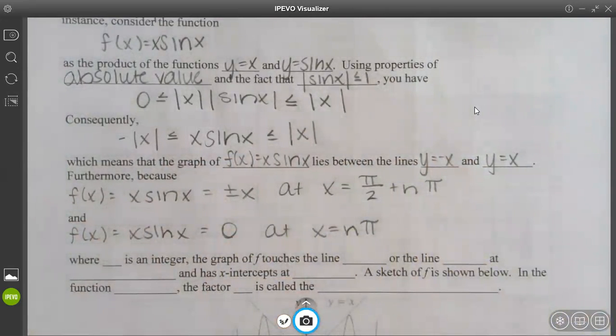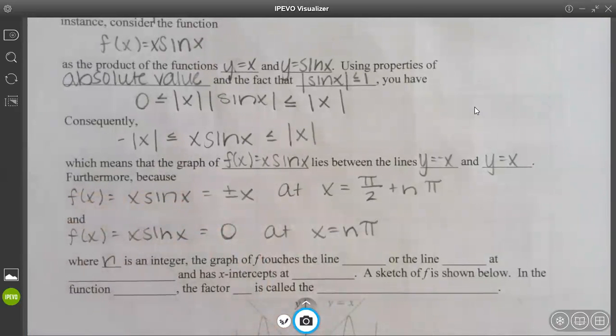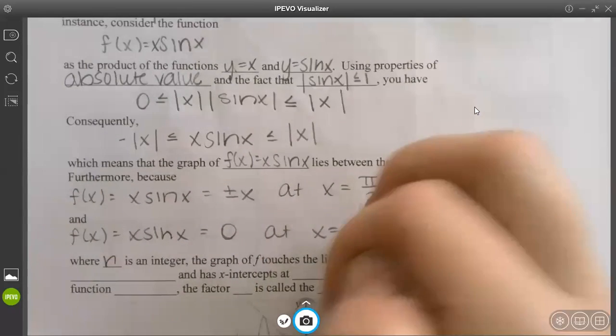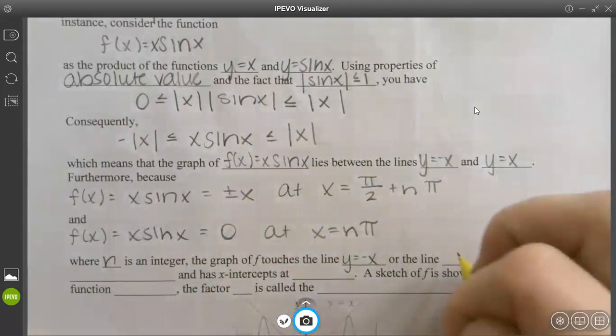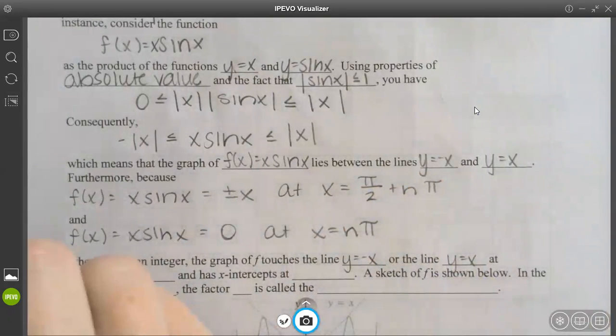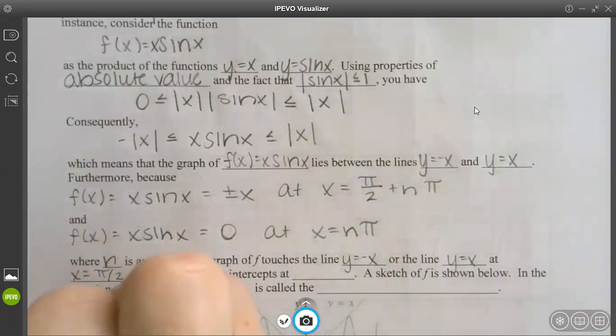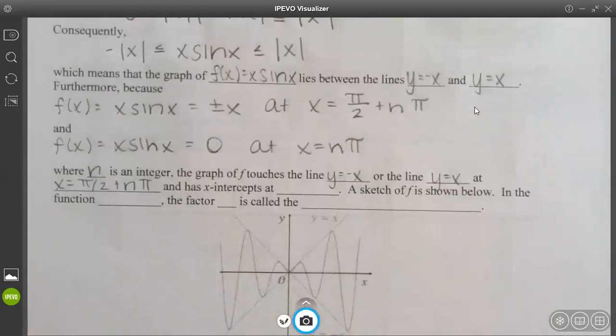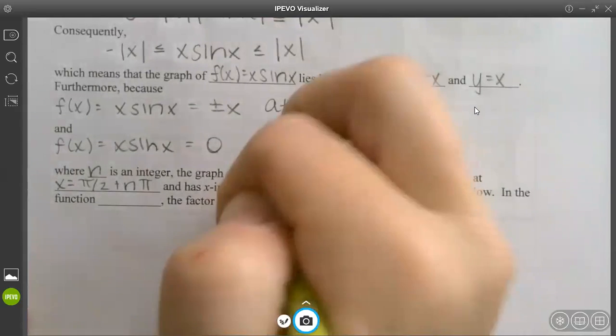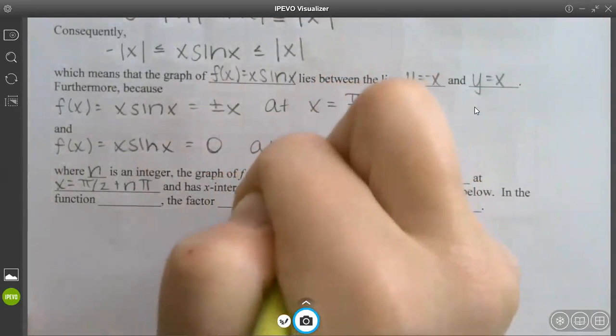at n pi. So at 180, it's got to be, because your sine value is your y coordinate, and our y is going to be 0. Zero times anything is still going to be 0. So that's all it's saying, where n is an integer. The graph of f touches the line y equals negative x, or the line y equals x at x equals pi over 2 plus n pi. And I'm going to explain this when I get to the graph, so just keep writing for a minute. And it has x-intercepts at x equals n pi.